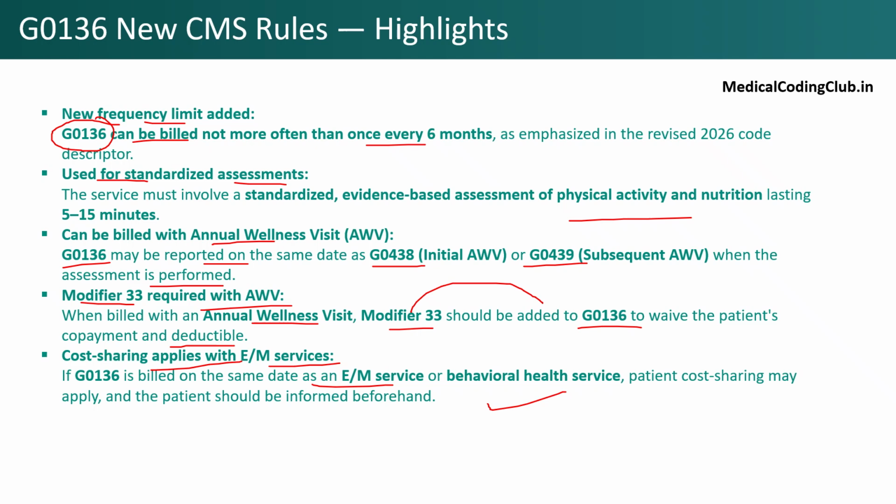Coming to the final summary, we always check the time criteria, 5 to 15 minutes, and mainly the new rule we have to focus on: physical activity and nutrition. And regarding the limited period, know that G0136 can be billed only once in 6 months. These are all the important updates that all providers, coders, auditors, and billing teams should be aware of, or whoever works on the Medicare aspect or the annual wellness visit. These updates are very important.